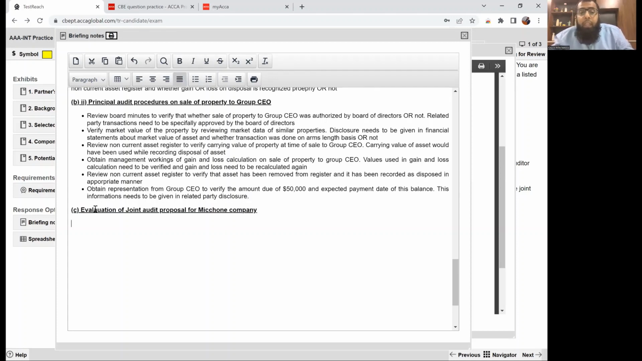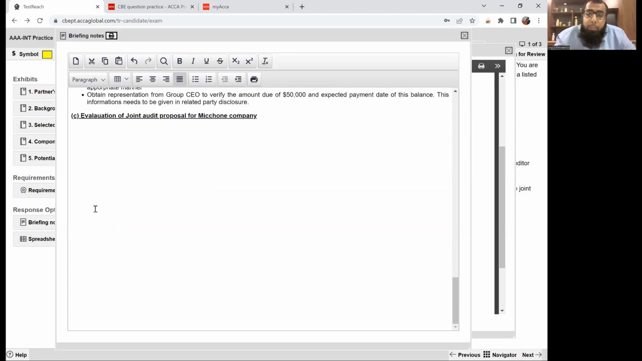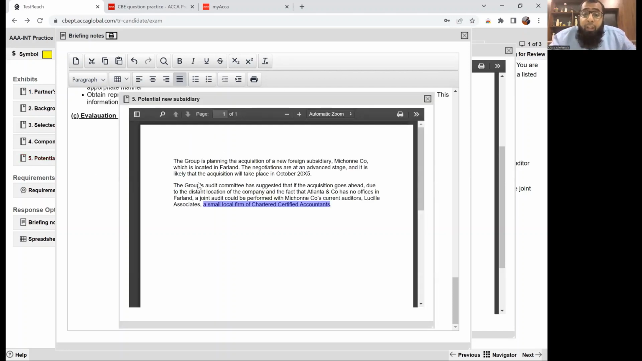Okay. Now, when we talk about joint audit, just giving you a reminder, what is joint audit? That two audit firms will work together. They will share the responsibility. They will share the work. So let's read the Exhibit 5, where he has given some detail about the joint audit, and let's draft the answer then. I want you all to concentrate on it, okay?